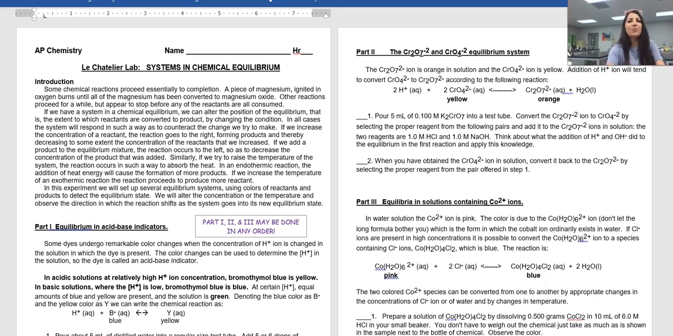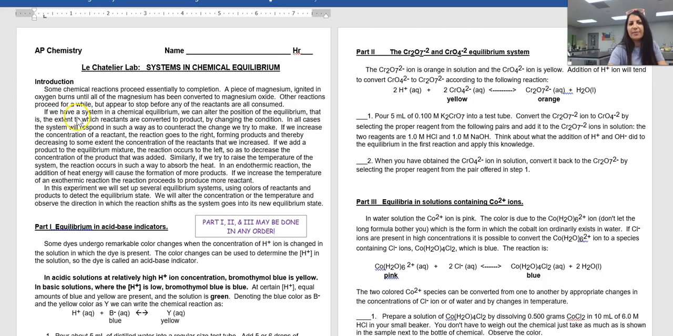As an introduction, some chemical reactions proceed essentially to completion. A piece of magnesium, you can ignite it and the oxygen burns all of the magnesium until it's been converted into magnesium oxide, and it actually forms a white powder and burns with a bright white light. Other reactions proceed for a while, but they appear to stop before any of the reactants are all consumed.